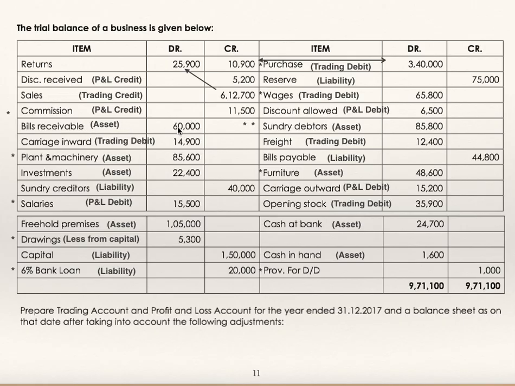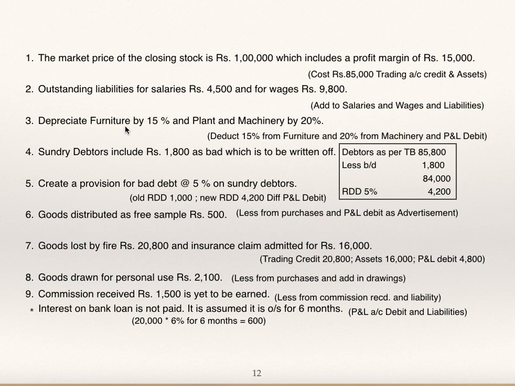Bills receivable, asset side, under current assets show bills receivable directly in the outer column. Carriage inward, trading account debit to carriage inward directly in the outer column. Plant and machinery, go to asset side. Plant and machinery right in the inner column 85,600. Star is there, that means it has got adjustment. We'll see what is the adjustment.